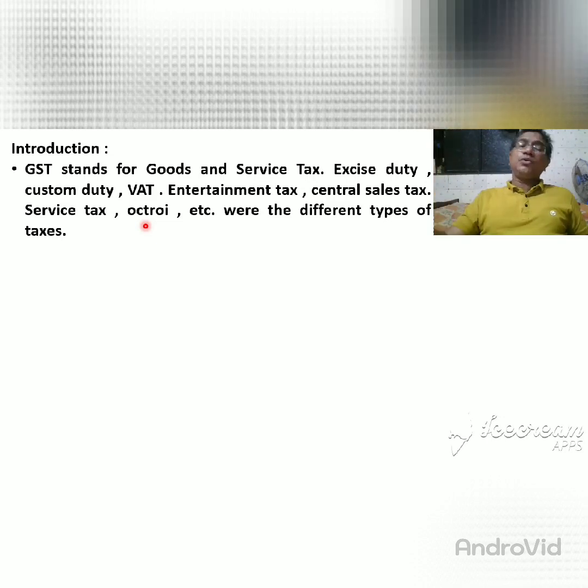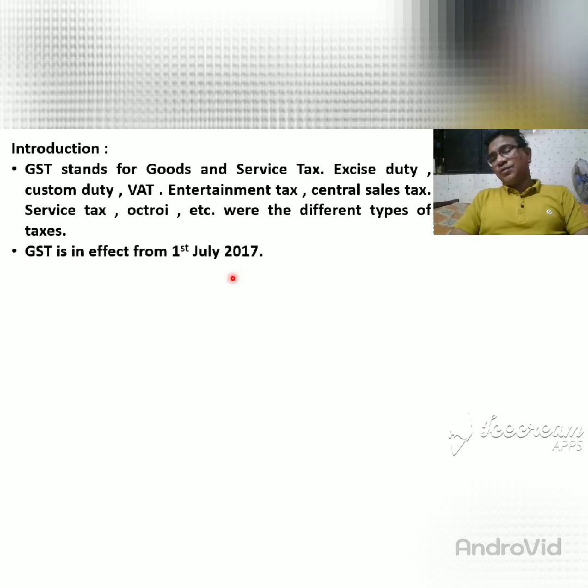Then they are giving you must be paid 1,000 rupees octroi tax. In such a way there are 17 different types of taxes, and due to these taxes all people are very burdened. To remove their burden, they have brought one nation, one tax, and that is the GST. The GST started in India on 1st July 2017.